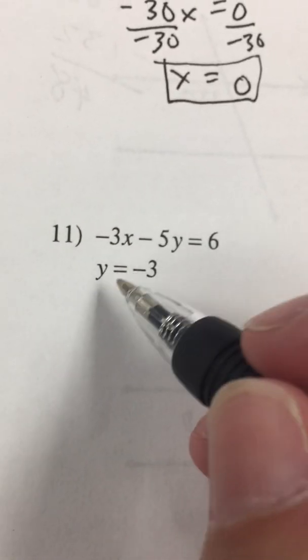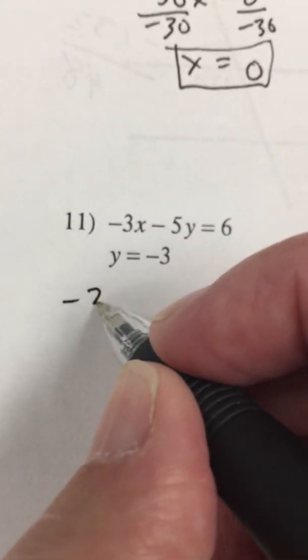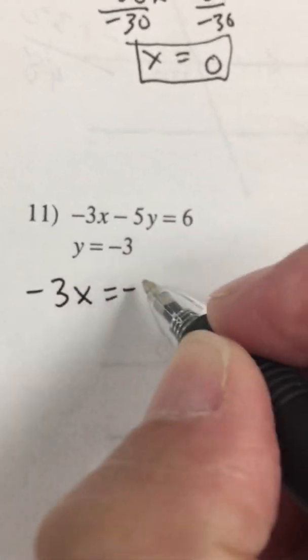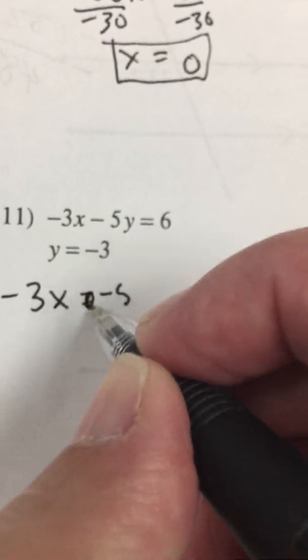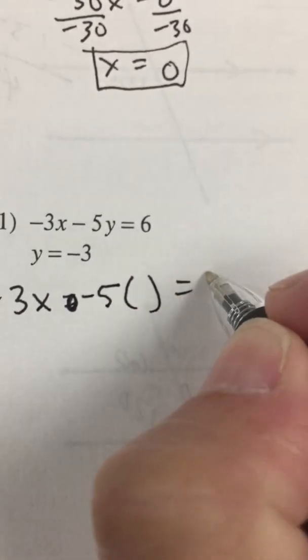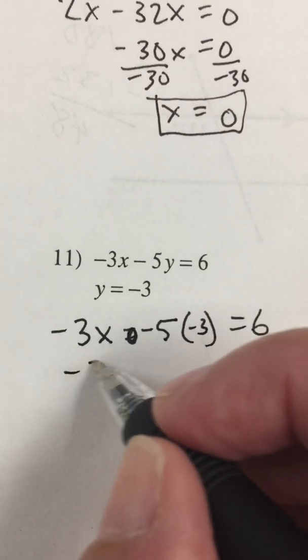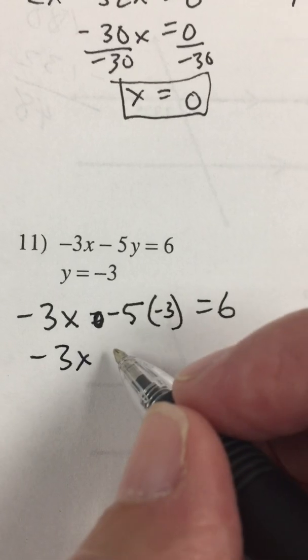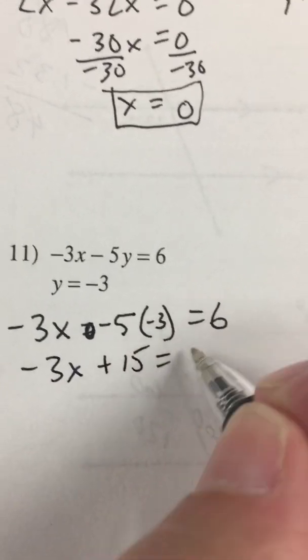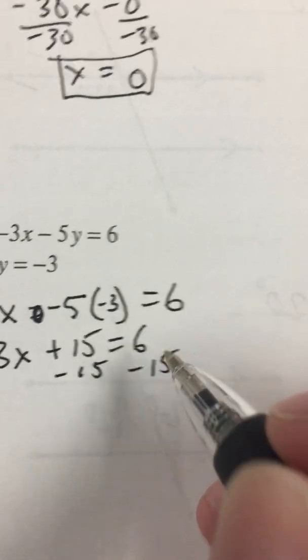Again, one of the equations in the systems is already in y equals, so I'm just going to plug that in where the y is and go solve for the variable. So 3x minus 5y equals 6. There we go, and the y is a negative 3. So if I just simplify this math, negative 3x and negative 5 times negative 3 is a positive 15 equals 6. Subtract 15 on both sides, right? That's what we're doing here.